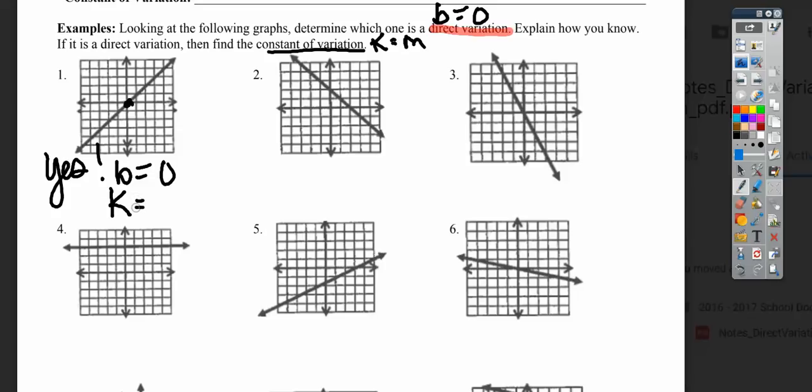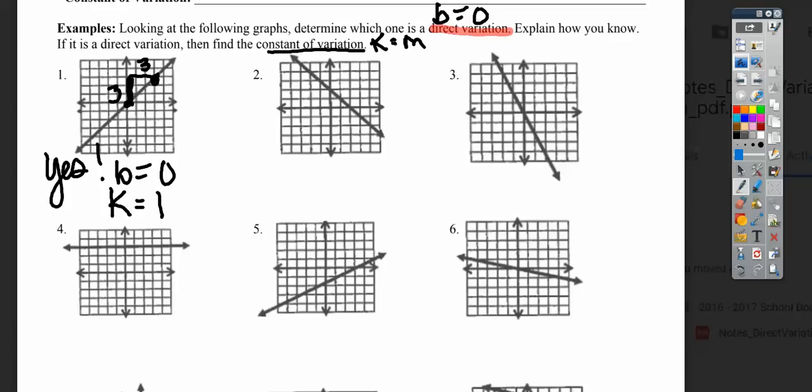I need to find k. K is my slope. Pick two pretty points, one and the other. Rise over run. So let me erase it. Okay, well, I'll just fix it. 1, 2, 3. 1, 2, 3. So 3 divided by 3 is 1. So k equals 1.